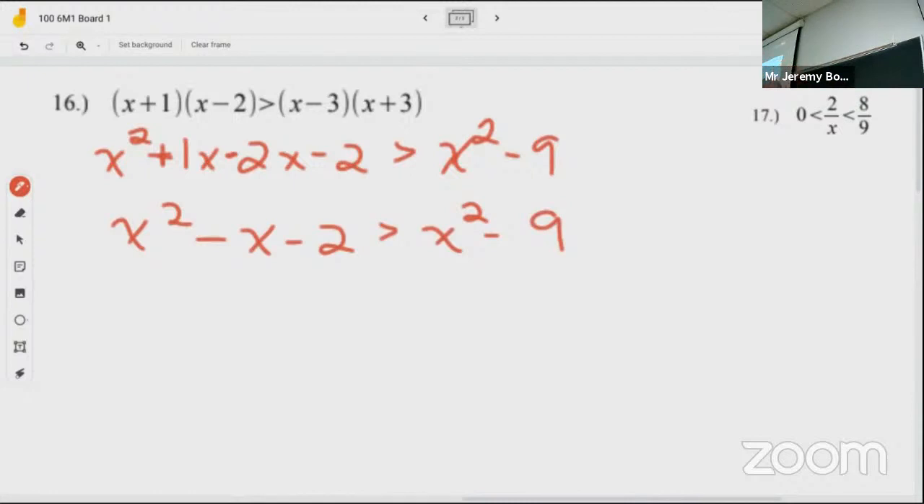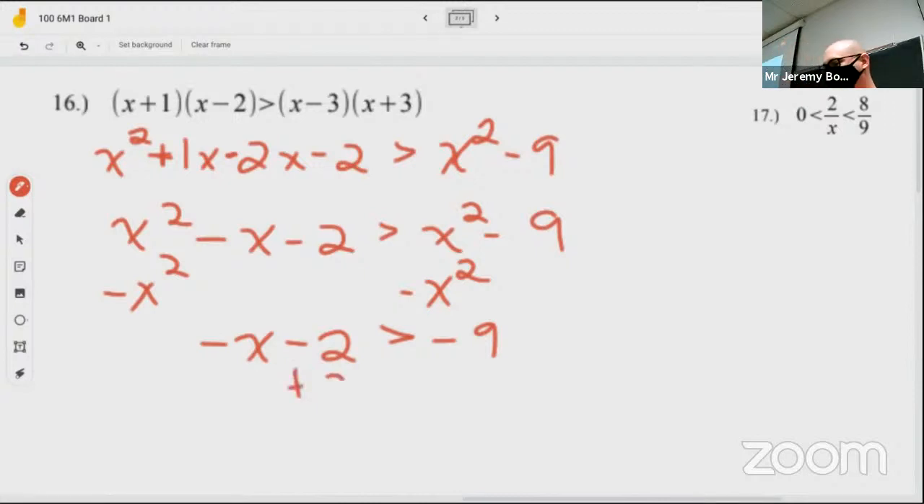All right, so first thing we want to do, because we don't know how to work with a quadratic inequality until section 4.5, I looked it up, let's subtract x squared from both sides. And so we end up with an inequality of negative x minus 2 is greater than negative 9. Now this is something we know how to work with. So to solve it, we want to get the variable by itself. So we're going to add 2 to both sides. Get negative x is greater than negative 7.